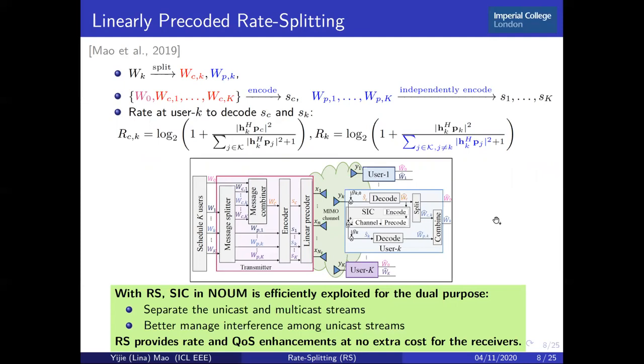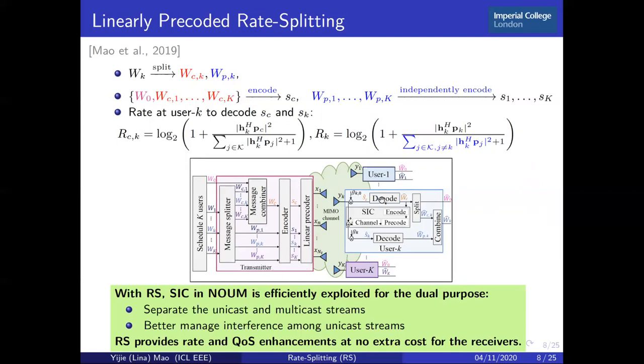Here we illustrate the K-user one-layer RS-assisted architecture. The private message of each user is first split into a common part, WCK, and a private part, WPK. The common parts of all the users are combined with the multicast message into a super common message, WC, and encoded into a super common stream, SC. The unicast private messages WP1 till WPK are then independently encoded into K private streams. There are in total K+1 streams linearly precoded at the transmitter.